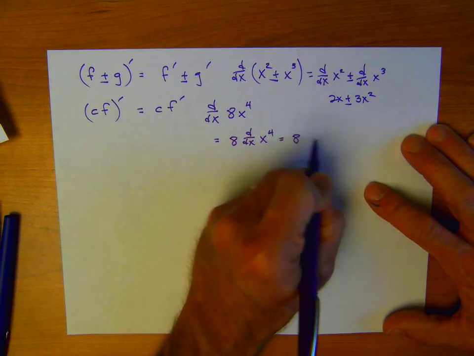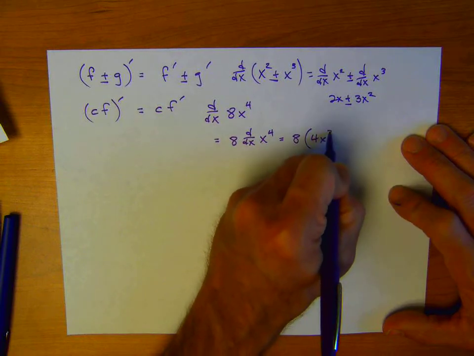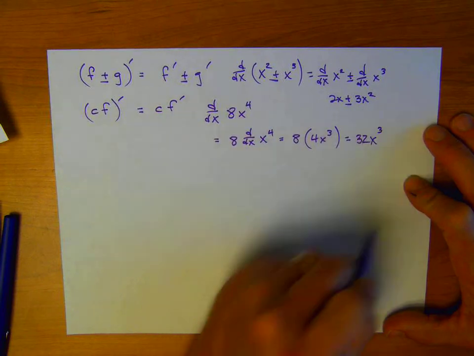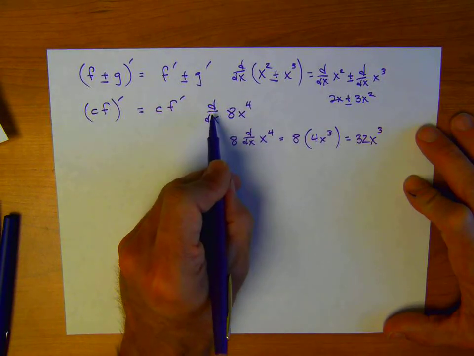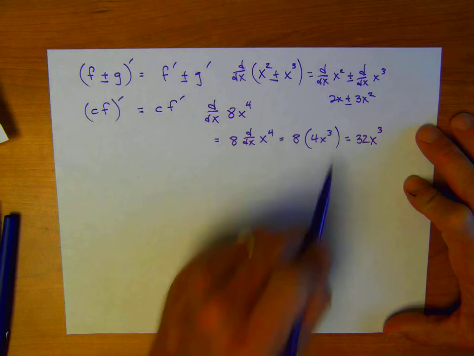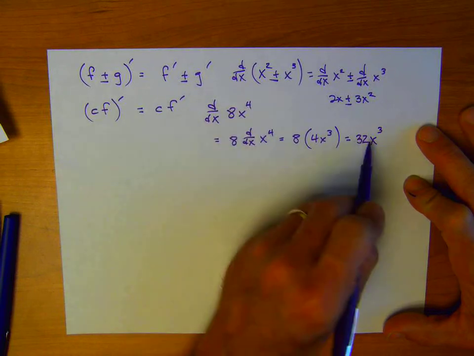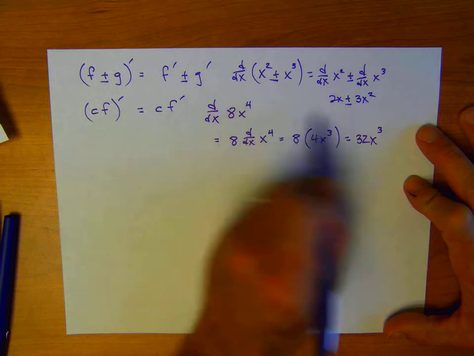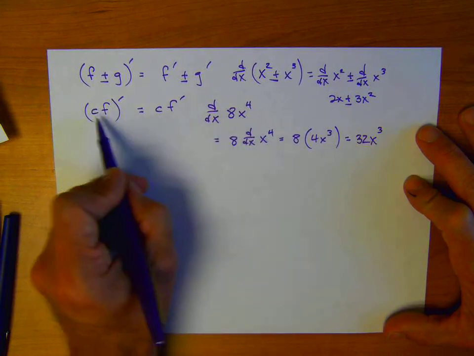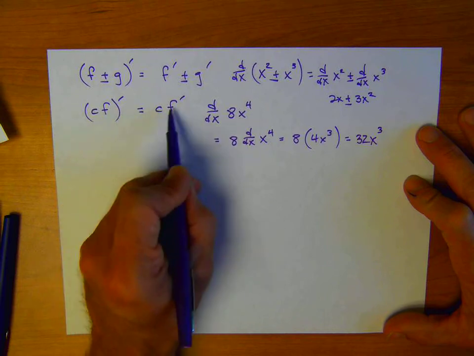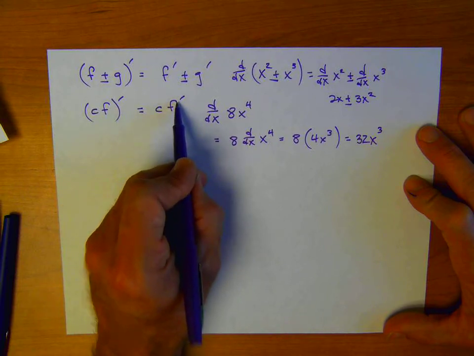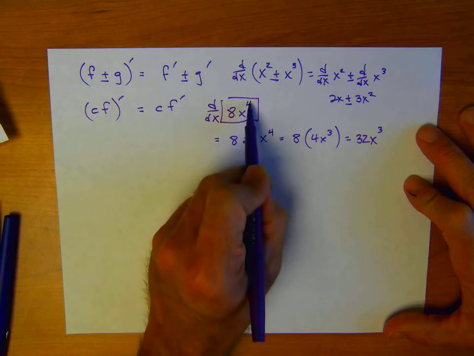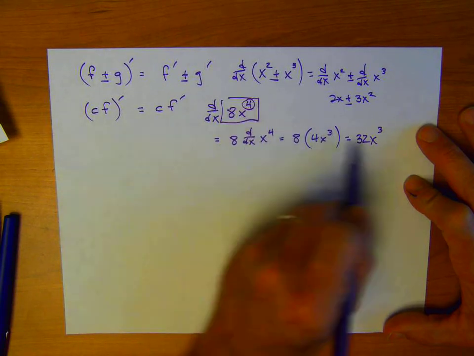So that's 8 times 4x cubed, which simplifies to 32x cubed. Now, I wanted to do this to show you how this works, but ultimately, notice I could have just started up here and done 4 times 8 to get 32, and then reduced the 4 to a 3. Here I'm being technically correct, that I have to take the constant out, take the derivative, and multiply the constant back. But when you have something like this, I think it's simpler to just multiply and reduce this by 1.